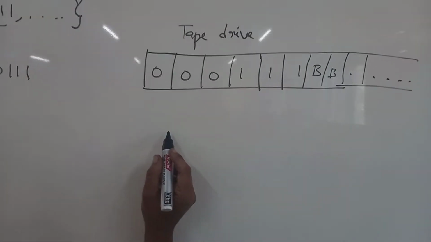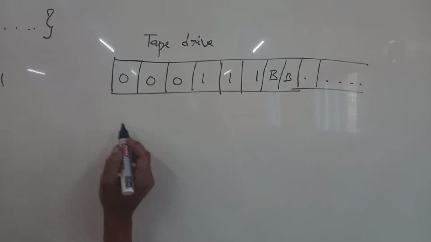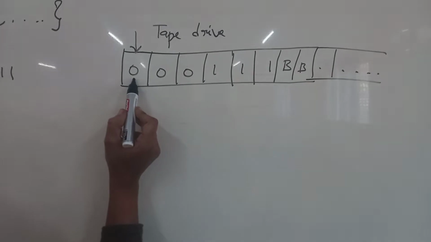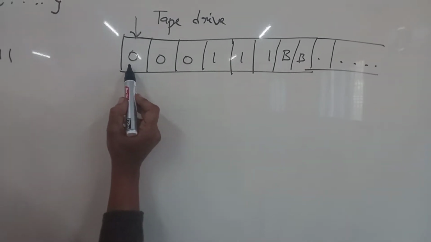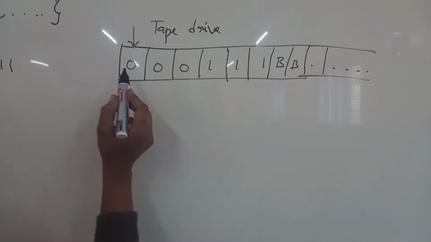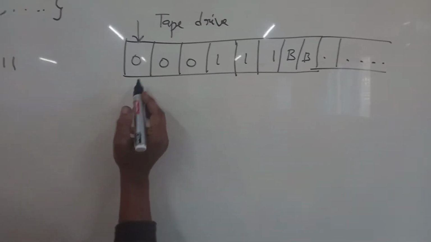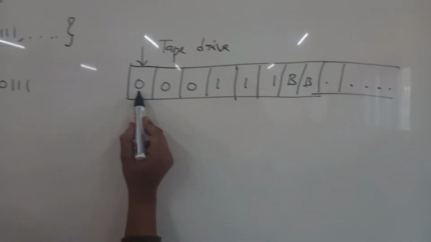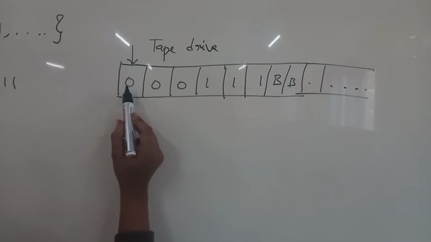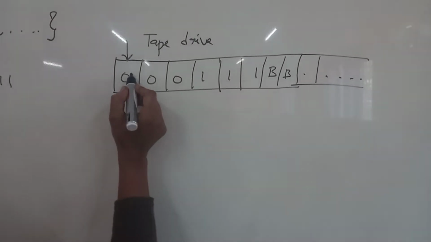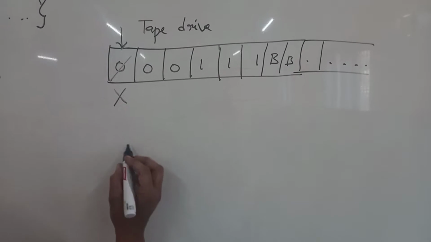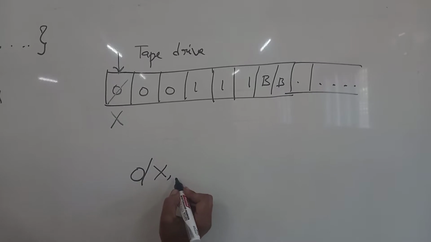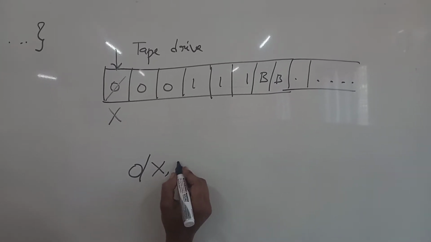Initially in the tape drive the control head is pointing to the first symbol of the string, which is 0. For this language, we can perform two operations: either read the symbol on the cell or update the symbol on the cell. Here 0 is there, so I will update the symbol 0 with X. For the input symbol 0, I will replace that 0 with X, and move to the right side.